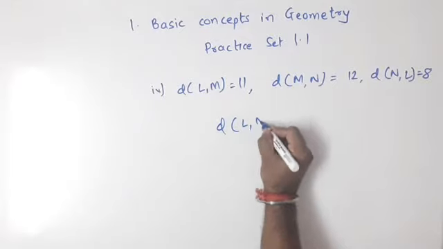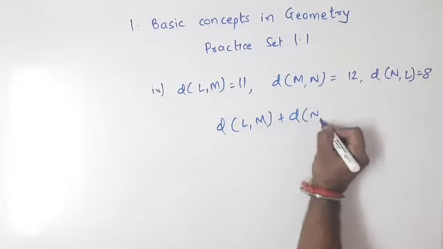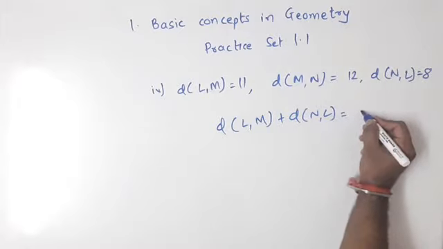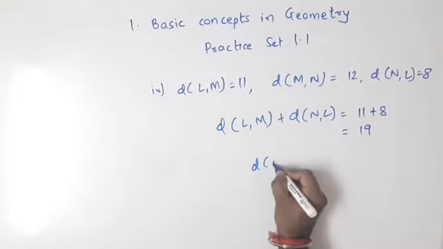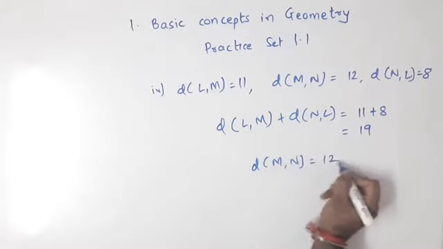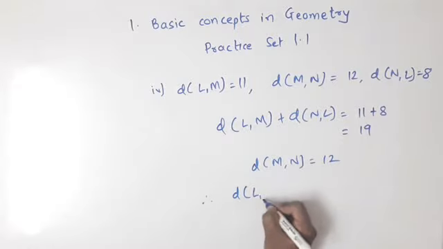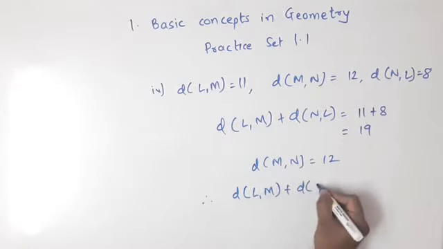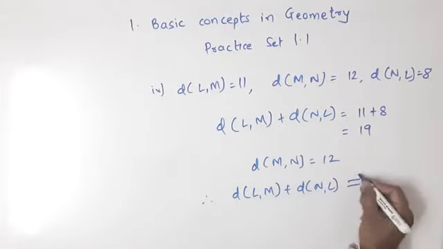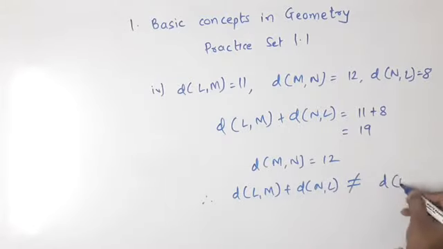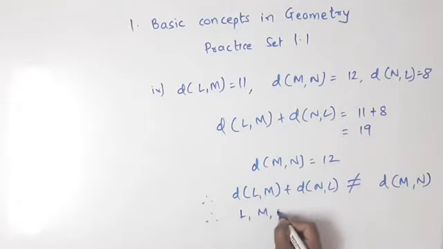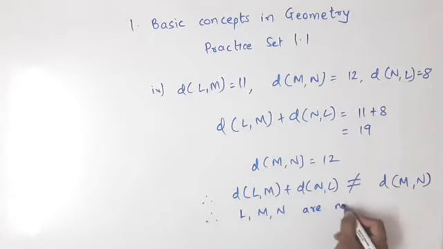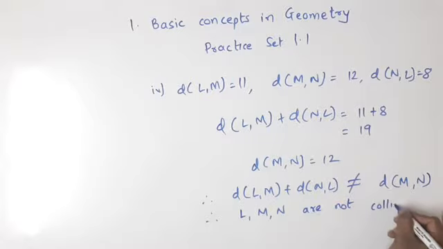We'll add distance LM plus distance NL, the first and third one, equals 11 plus 8, which is equal to 19, and distance MN equals 12. Therefore simply write down distance LM plus distance NL is not equal to distance MN. Therefore points L, M, N are not collinear. Okay, students.